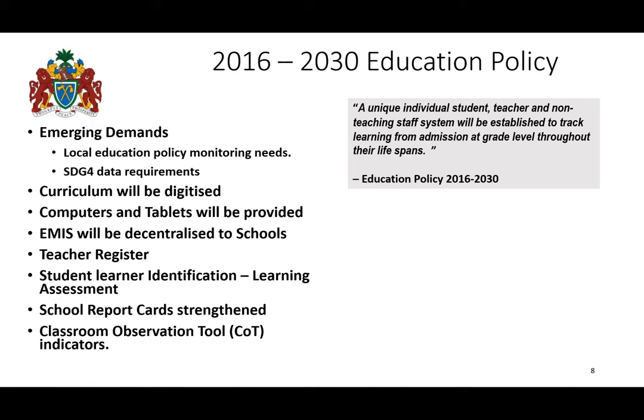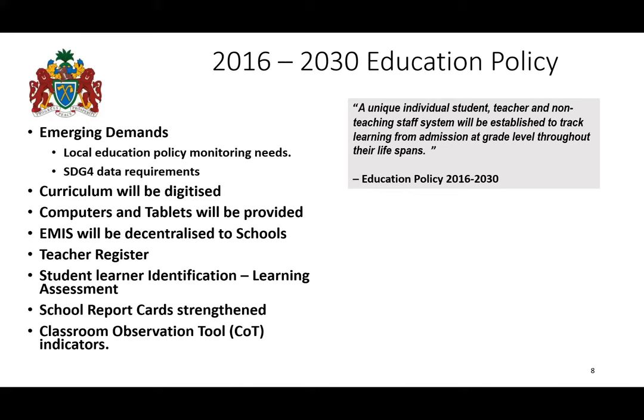But there are additional issues that are not directly linked to EMIS, but they are very supportive to EMIS, the development of technology and use of data. For example, we're talking about monitoring at the local level, and ensuring SDG4 data is fulfilled in this policy. The issue of digitizing the curriculum is already in this policy. Computers and tablets will be provided from primary schools, and there are a lot of pilots of that. EMIS will be decentralized to school. This is very specific, which means a school has to have EMIS systems.